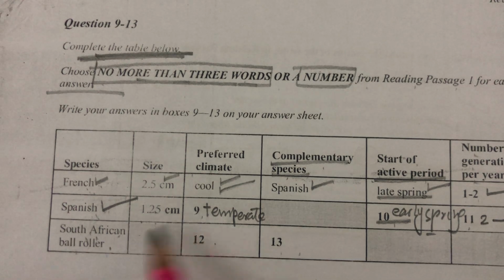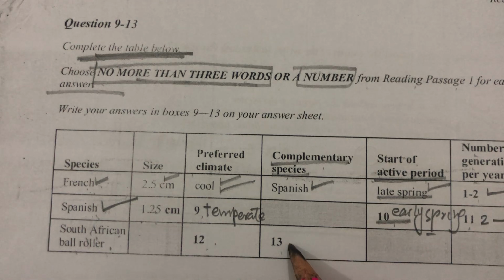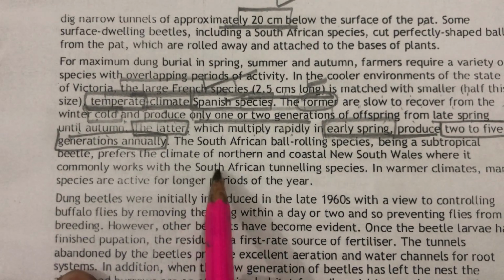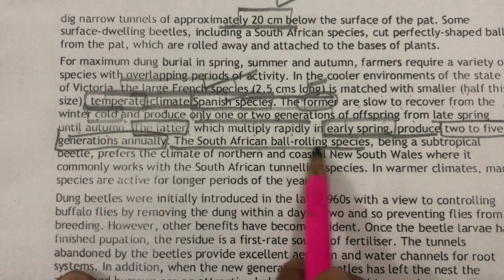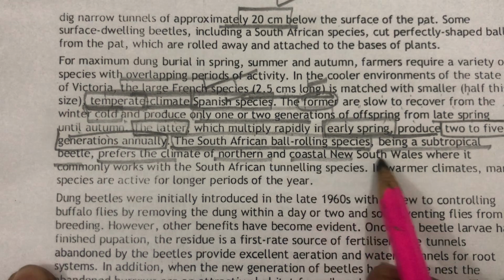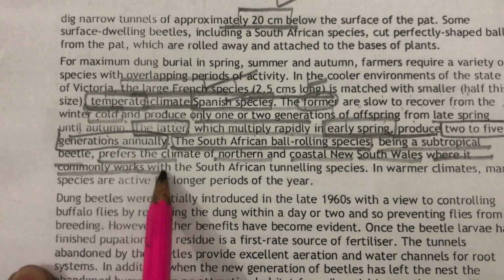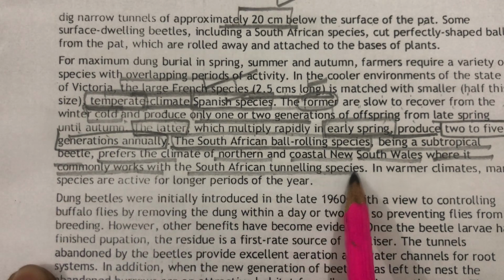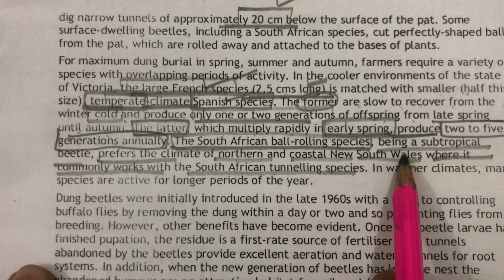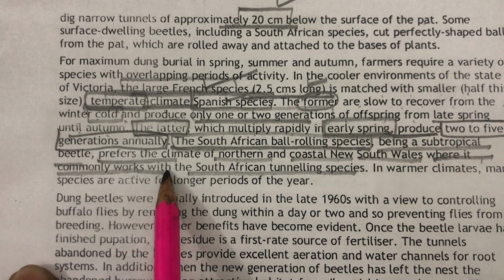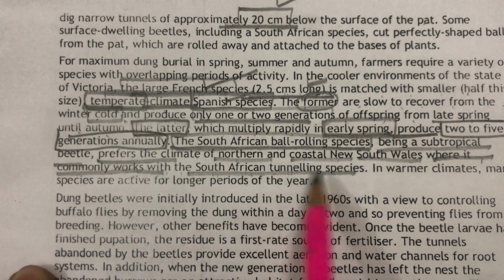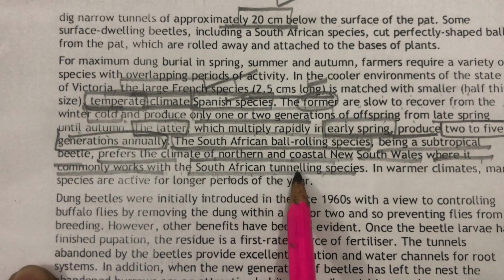Next is the South African bar roller, and we have to find their preferred climate and their complementary species for question number 12 and question number 13. South African bar rolling species is mentioned here in the reading passage. Being a subtropical beetle, prefer the climate of northern and coastal New South Wales, where it commonly works with the South African tunneling species. That means the South African bar rolling species like the climate of northern and coastal New South Wales, where they commonly work together with the South African tunneling species. So the complementary species are the South African tunneling species.